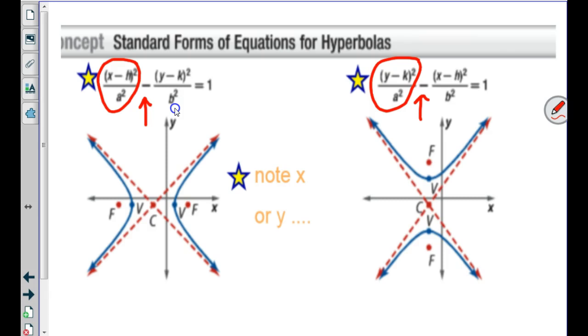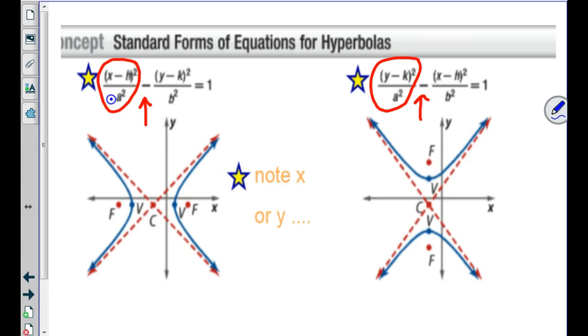A is under the positive term and B is under the negative term. Do you see what I'm talking about here? A is always underneath here and B is underneath the minus one. Okay, so the difference between these two is this one had an x quantity and then a minus y quantity, so it opened sideways. This one had a y quantity minus an x quantity. It opens up and down.